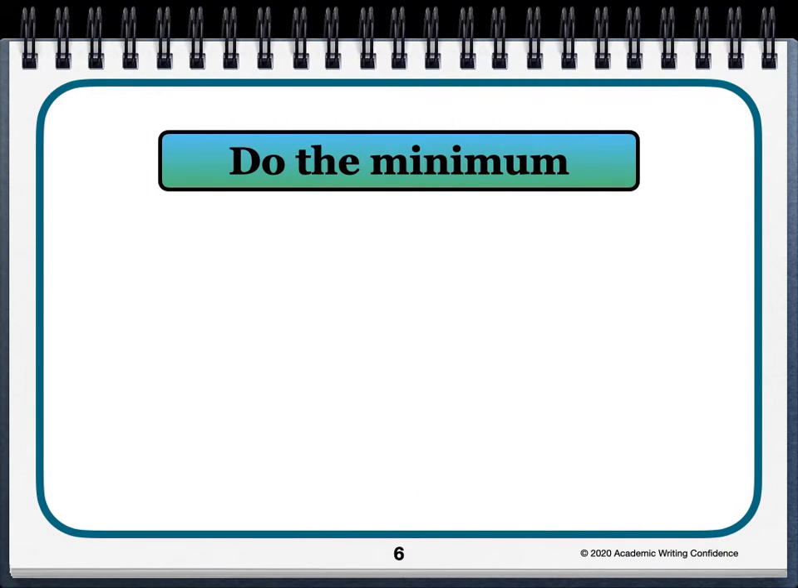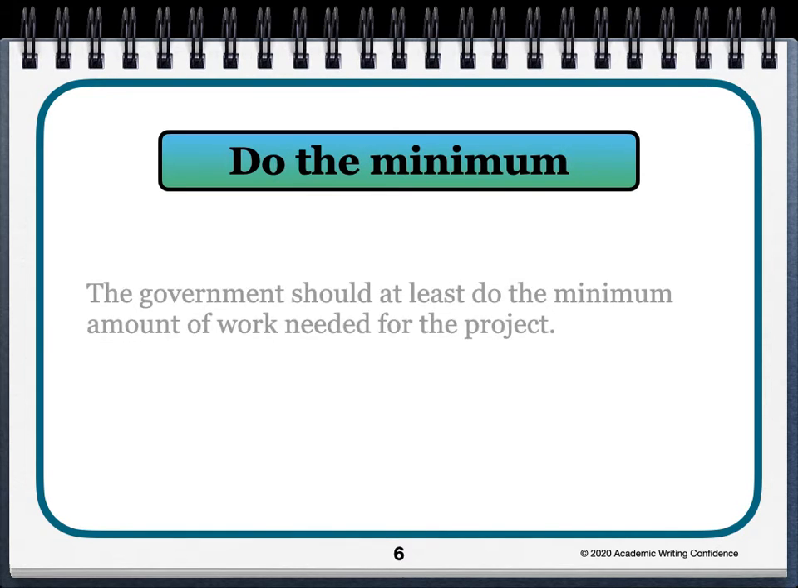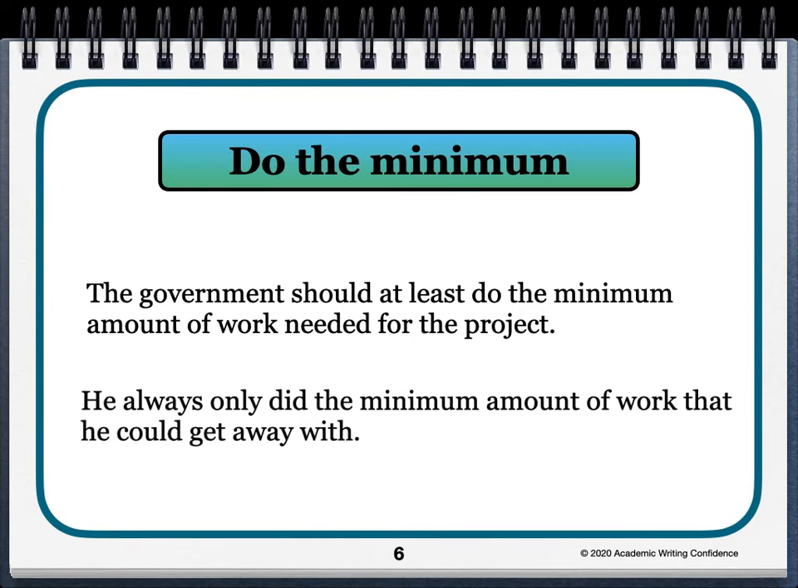Do the minimum. To do the minimum is to only do the least that you can do or are allowed to do. The government should at least do the minimum amount of work needed for the project. He always only did the minimum amount of work that he could get away with.